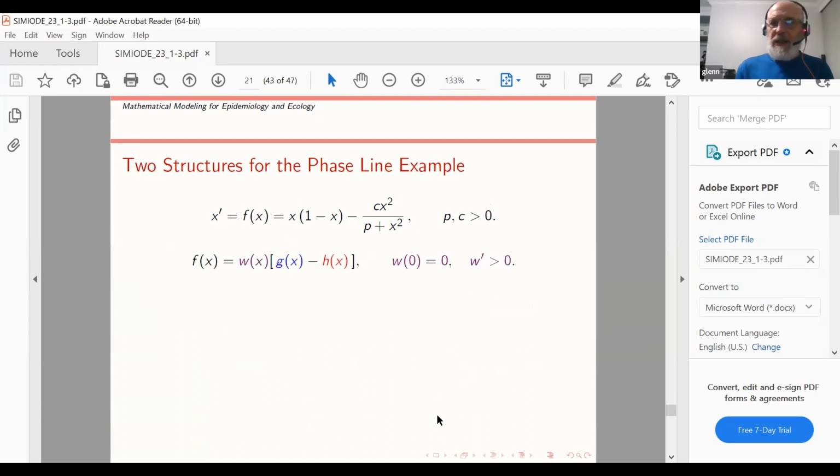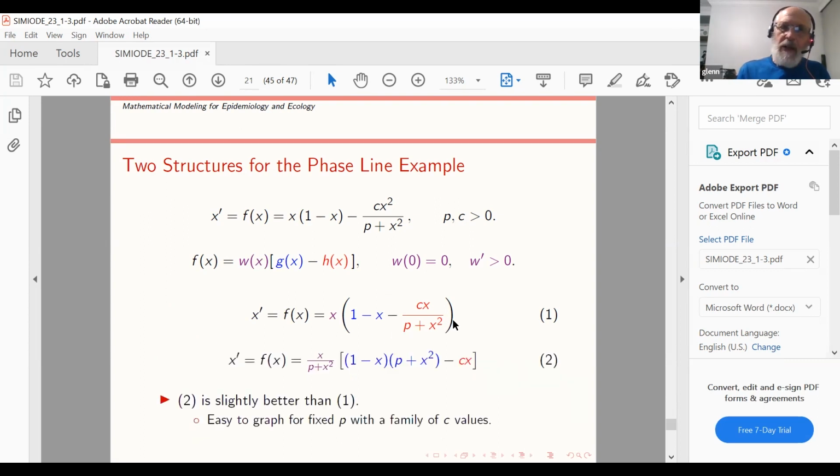So let's look at two possible implementations of this idea, because factoring here is not unique. So I mentioned that you could factor this by removing a factor of x. That's the obvious way to do it, but it still has the problem that if I want to graph the red curve, I still need to do a different graph every time I change either c or p. Instead, though, I could factor out the extra factor p plus x squared that's in the denominator. This is by no means obvious, but once you see it, then it's clear why it's going to be beneficial.